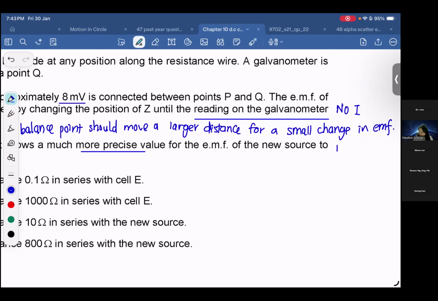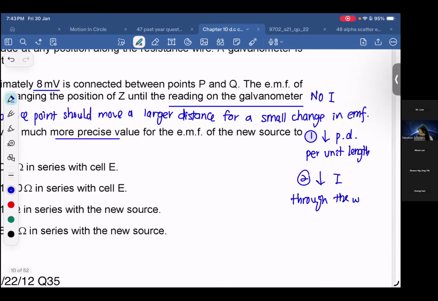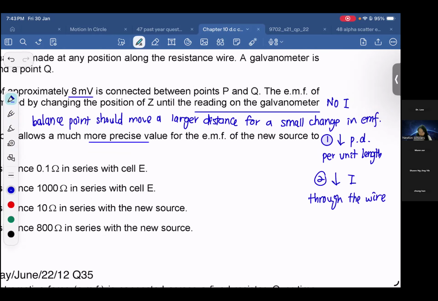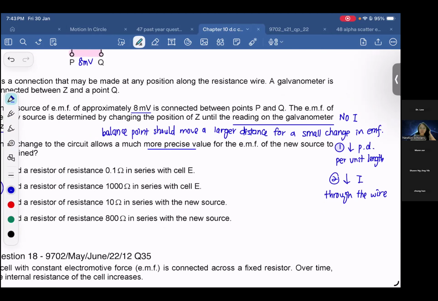So at here, how are we going to do this? Decrease the potential difference per unit length. So how next? We can decrease the current. We also can decrease the current. Yeah, decrease the current through the wire. Any question for this?